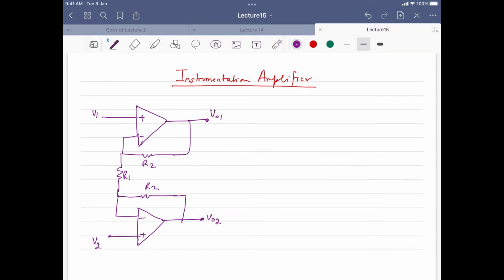So can you tell me what will be the value of VO1 here and VO2 this side? I'll give you 2 minutes to do that. Calculate the value of VO1 and VO2.